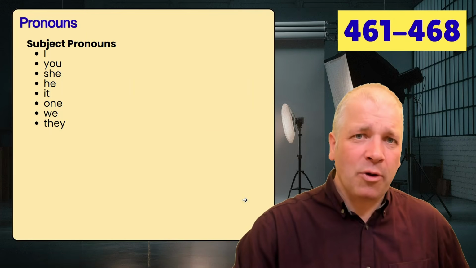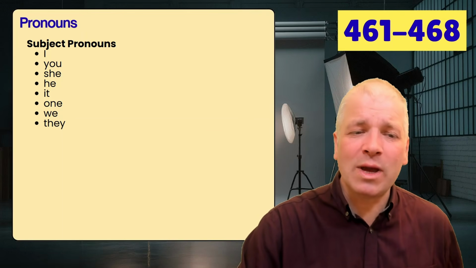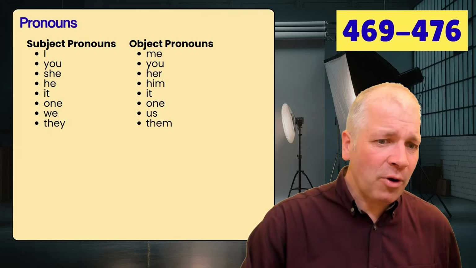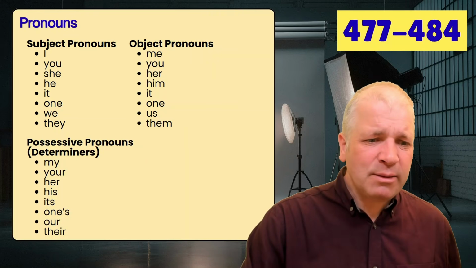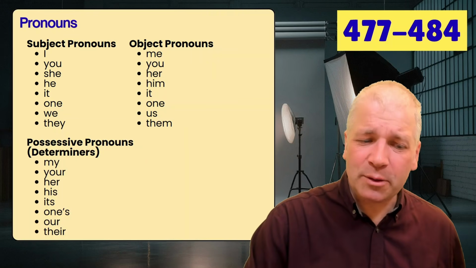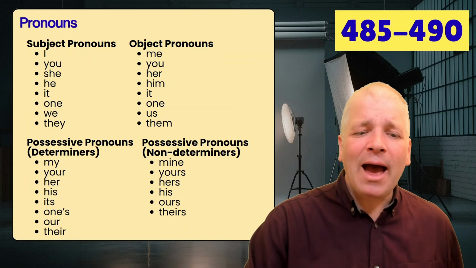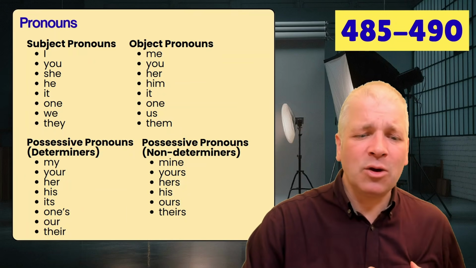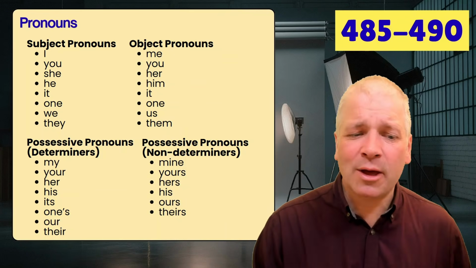So what are these pronouns? So subject pronouns are I, you, she, he, it, one, we, they. Object pronouns, me, you, her, him, it, one, us, them. Possessive pronouns, which are determiners, my, your, her, his, its, one's, our, their, and the non-determiners, mine, yours, hers, his, ours, theirs. What's the difference between the possessive pronouns?